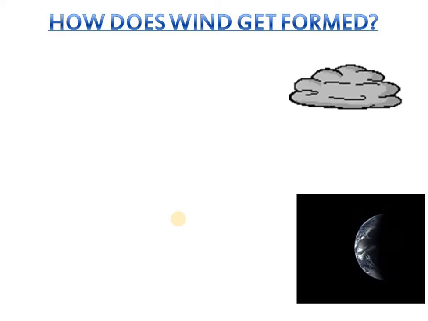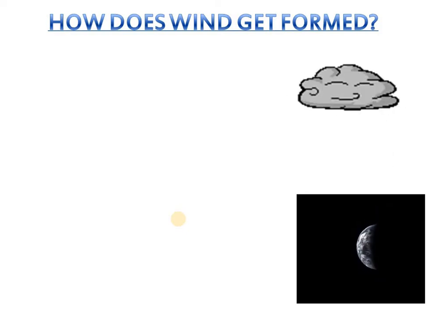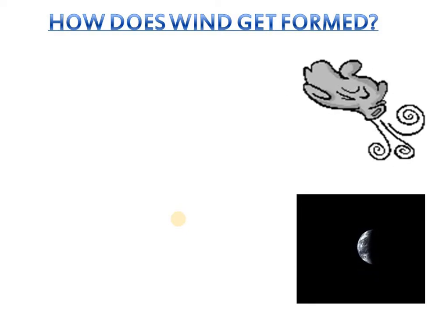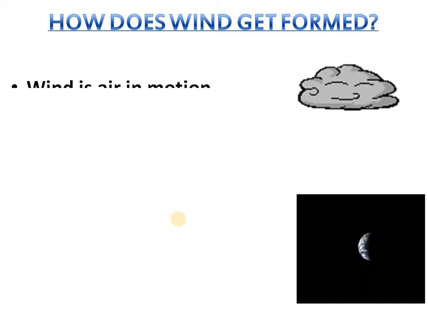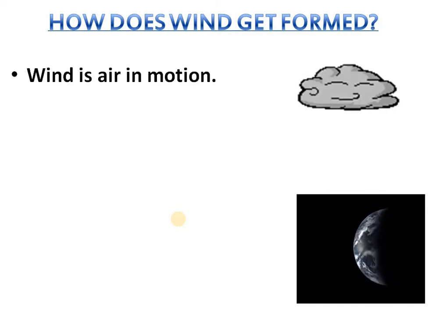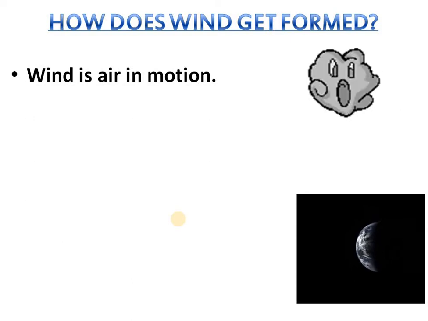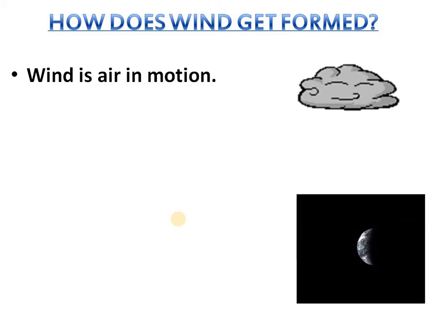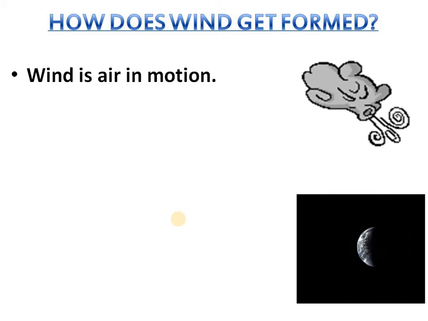Okay. So let us begin with wind formation. How is wind formed? Basically, what is wind? It is simply a motion of air. Air from one place is getting displaced or moved to another place. That is literally known as wind.